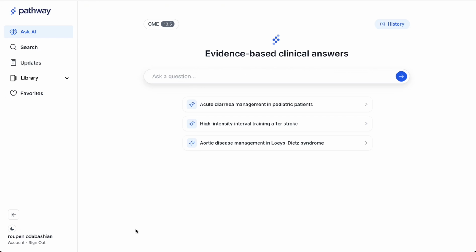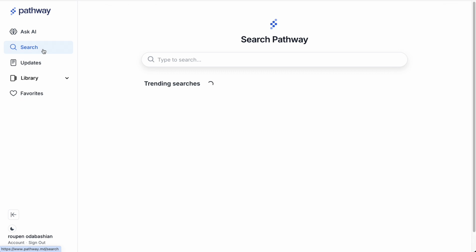Let's start by looking at the user interface. It is nice and slick. On the left side, you have different menus. The first menu is when you ask a question to AI, so you're going to click on it. It's going to open a chatbot. You ask AI, and then they have other menus. For example, search, which we're going to talk about in more detail. The updates they release, and this is updates about the medicine, not about their software.